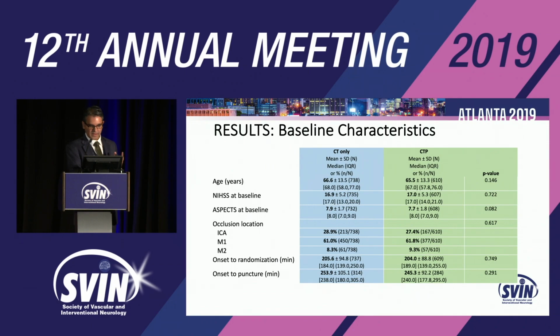Average age was about 65 to 66, NIHSS of 17. ASPECTS was slightly numerically higher in the CT group, but this is not statistically significant. There's a pretty even distribution of the location of occlusions: about 27-28% were ICA occlusions, and the majority were M1 occlusions. Most of these patients were treated around 4 hours from onset to puncture. The onset to puncture time was about 253.9 minutes in the CT-only arm and 245.3 minutes in the CT perfusion arm. Not statistically significant.